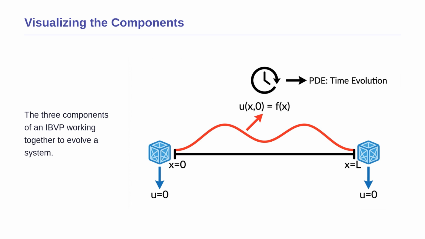The red wave shows our initial condition, the exact temperature distribution at time 0. Finally, the clock represents our partial differential equation, which will take this initial state and evolve it forward in time, subject to those freezing boundaries.